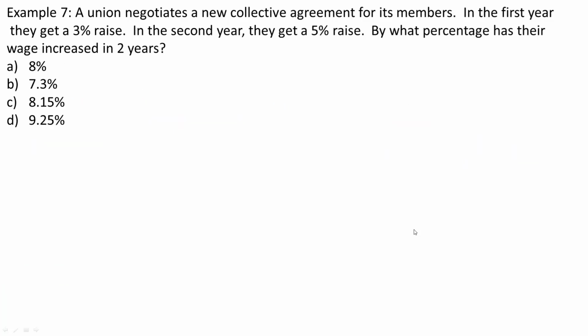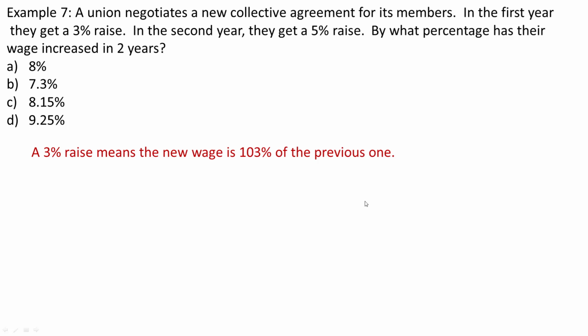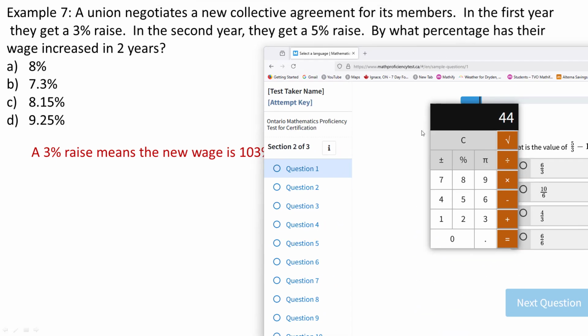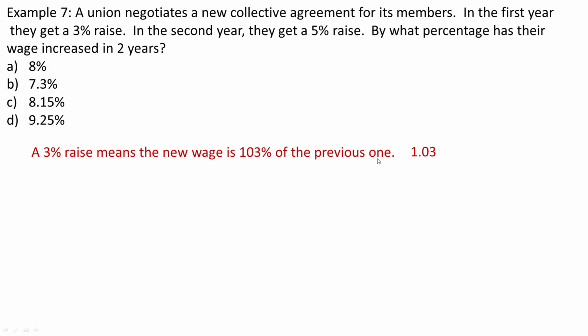Okay, let's go back to example 7 here. The union members get a 3% raise in the first year. That means their new wage is 103%, 3 added on to 100, of the previous one. And 103% as a decimal is 1.03. If we take 103 and divide it by 100, there's the 1.03 to convert it to a decimal.